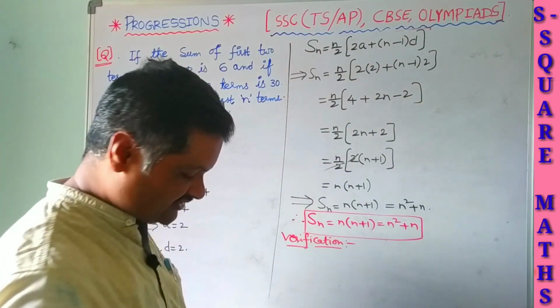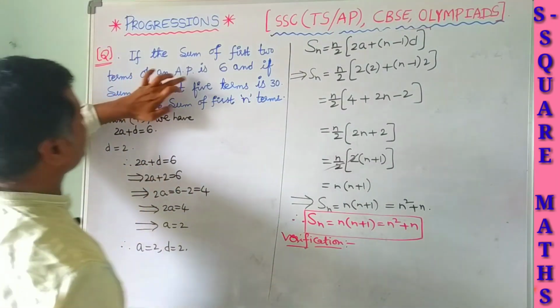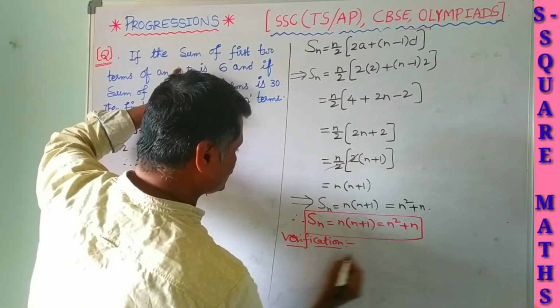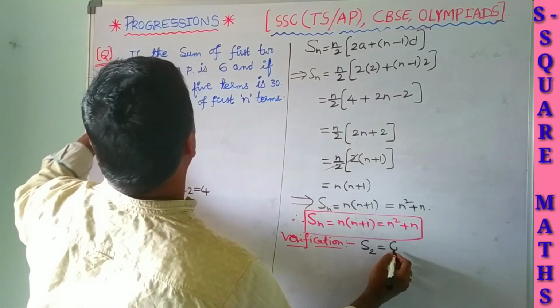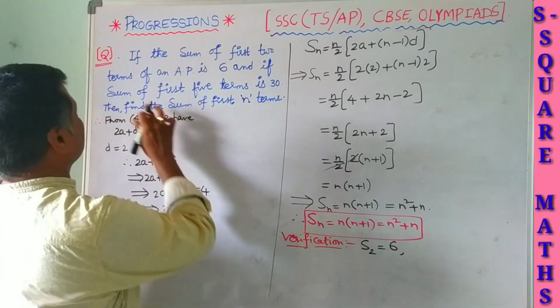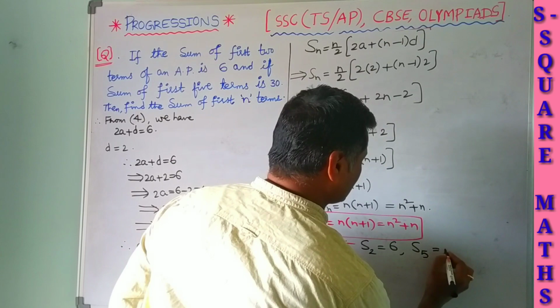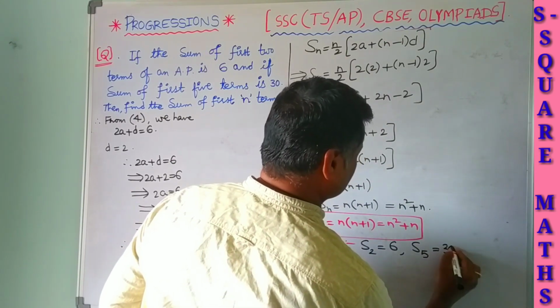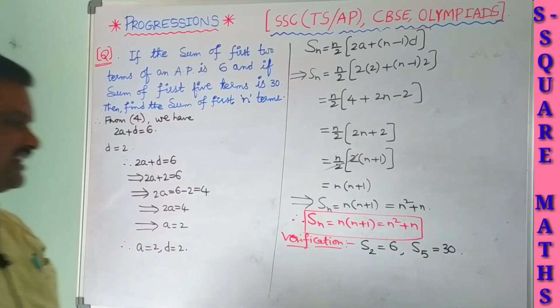So what is the verification for this? What do we have in an AP? We have S2, the sum of the first two terms, is equal to 6. And at the same time we have the sum of the first 5 terms, S5, is equal to 30. Now whether our formula holds good or not, we have to check it.